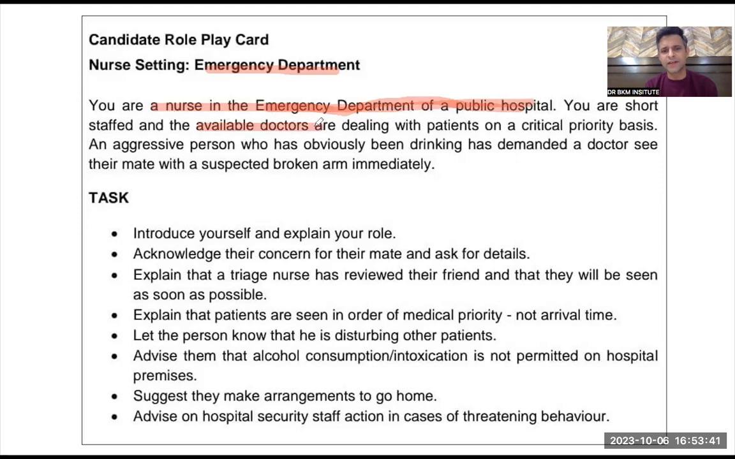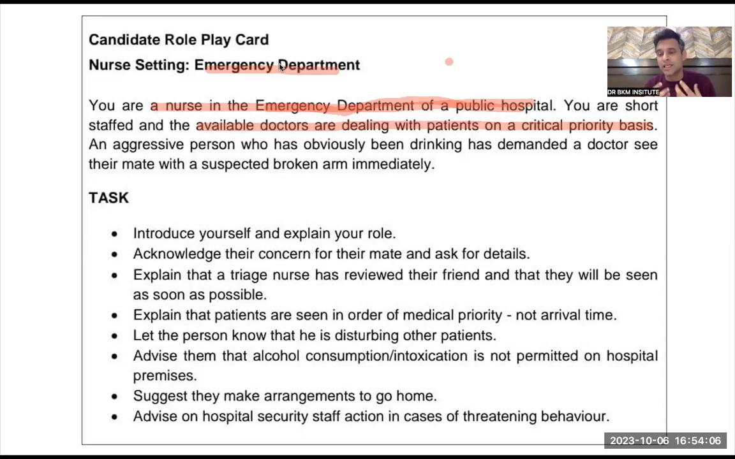You are short-staffed and the available doctors are dealing with patients on a critical priority basis. That means doctors are dealing with patients according to how critical the patient is. So the topic is about, and obviously I can understand even without reading that this topic is majorly about how to handle the patient when the doctor is busy.